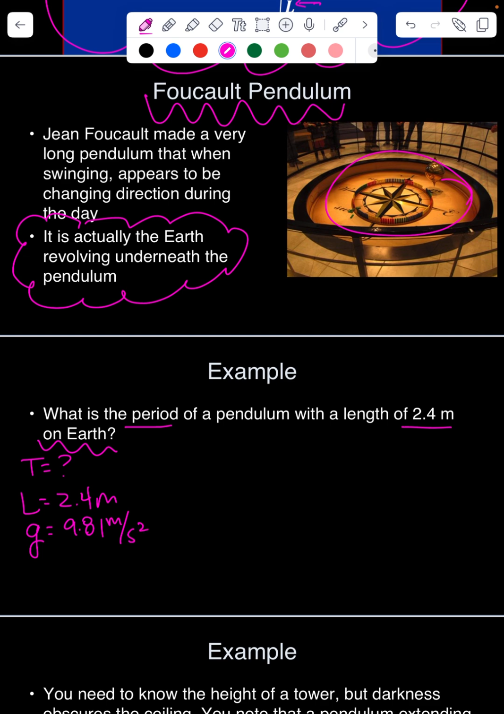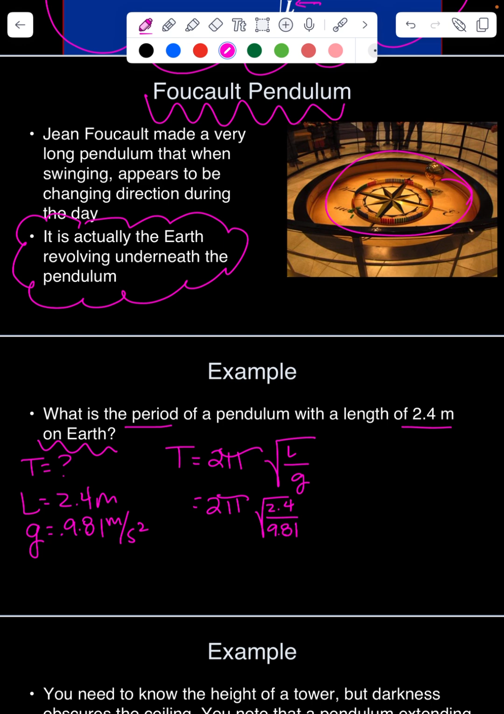Because we are solving for period, we do not have to rearrange this equation at all. Hallelujah. So this is just a plug and chug equation. We're just going to plug all of our numbers in. We have 2 pi times the square root of 2.4 over 9.81.